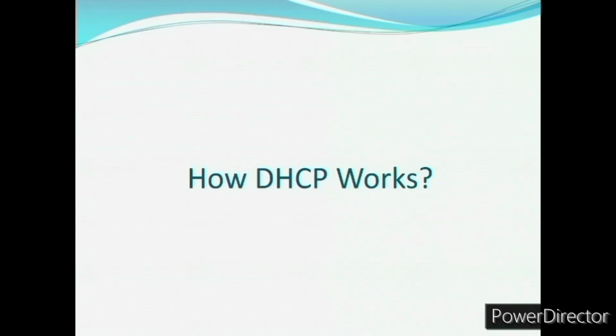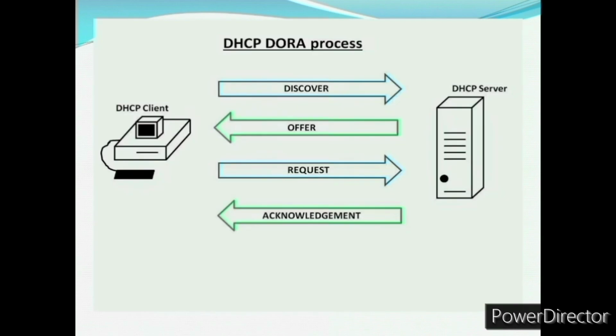Now, how does DHCP work? DHCP works on a client-server model. When a new client comes to the network, it sends a DHCP discover packet to find the DHCP server in the network. Now, the DHCP server receives the DHCP discover packet and it replies with an offer packet containing IP address, subnet mask, and gateway. If the client selects the offer, it broadcasts a DHCP request to the DHCP server.